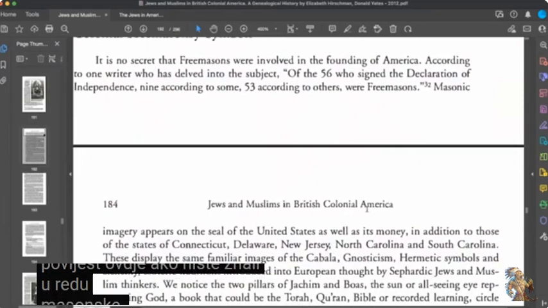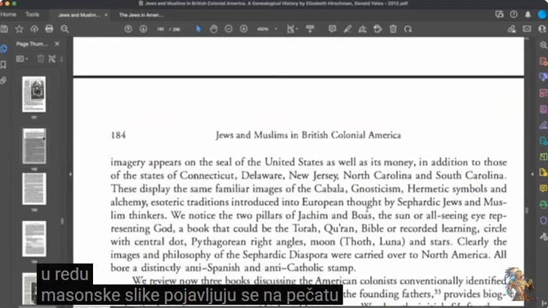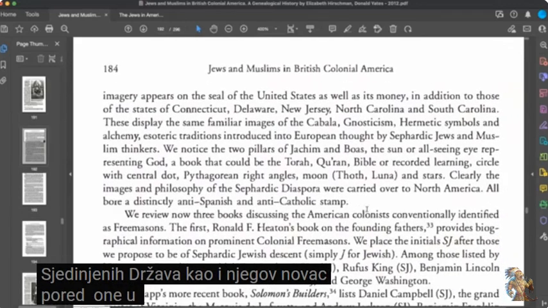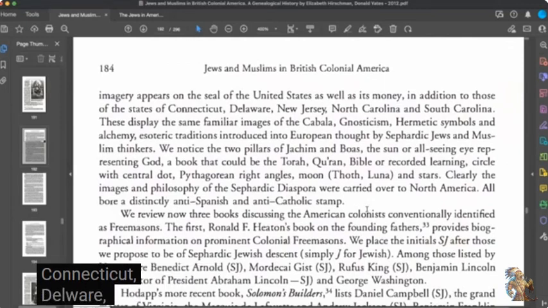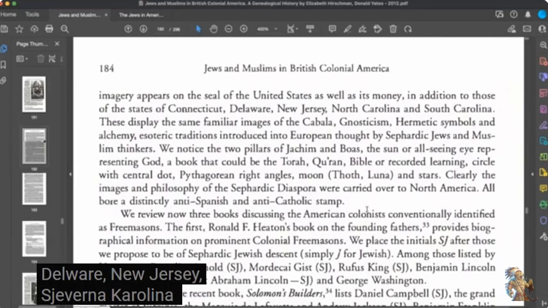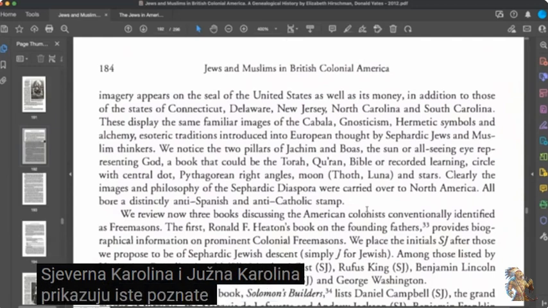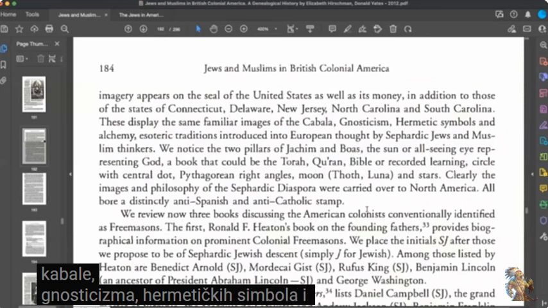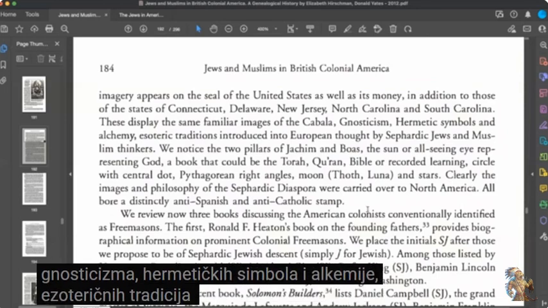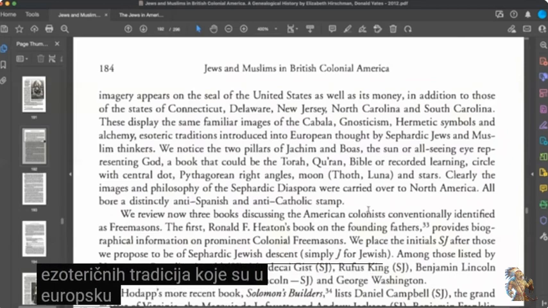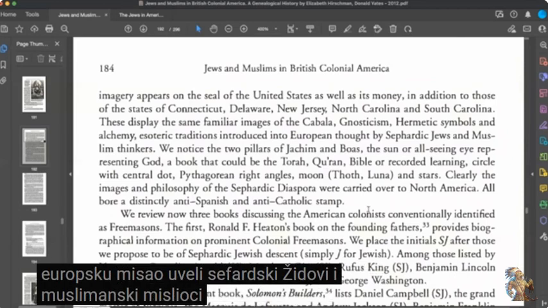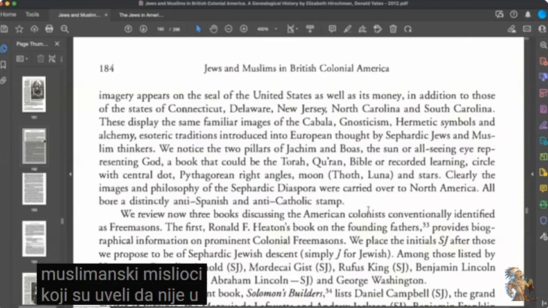Masonic imagery appears on the seal of the United States, as well as its money, in addition to those of the states of Connecticut, Delaware, New Jersey, North Carolina, and South Carolina. These display the same familiar images of the Kabbalah, Gnosticism, Hermetic symbols, and alchemy, esoteric traditions introduced into European thought by Sephardic Jews and Muslim thinkers. They introduced that, okay? It's not the white man.